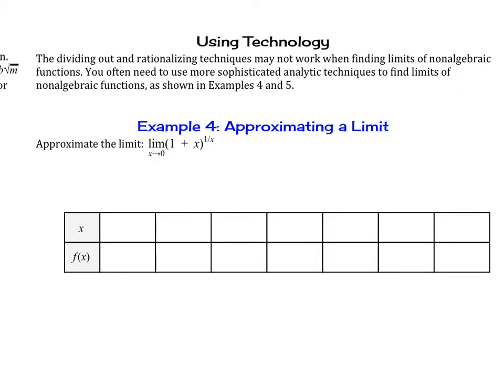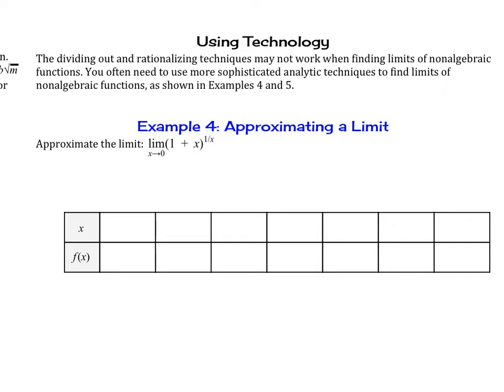Now we're going to approximate limits using technology. The dividing out and rationalizing technique may not work when finding limits of non-algebraic functions. You often need to use more sophisticated analytic techniques to find limits of non-algebraic functions, as shown in examples 4 and 5. So we're going to approximate this limit: the limit as x approaches 0 of (1 plus x) raised to the 1 over x.